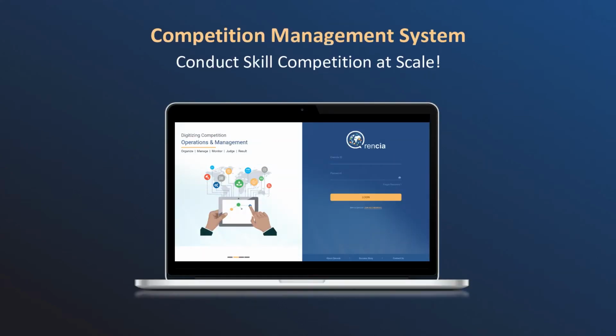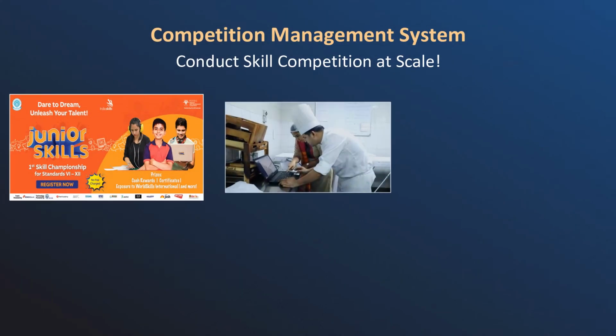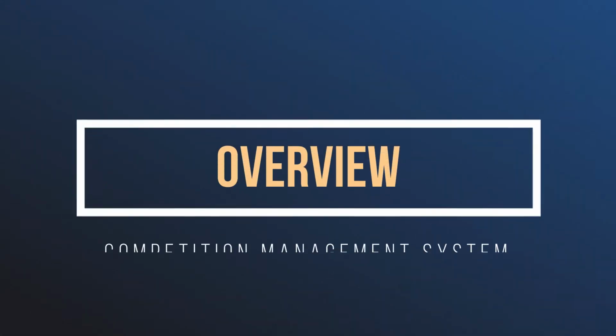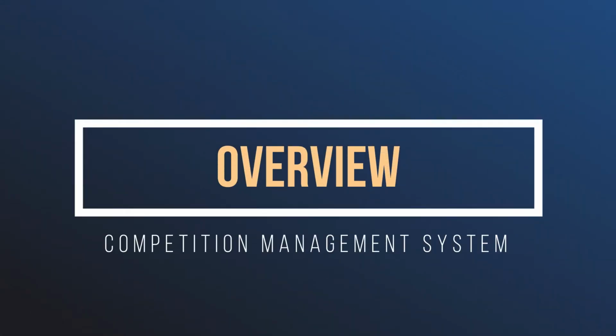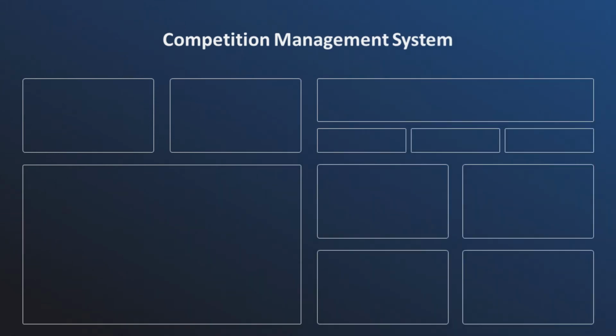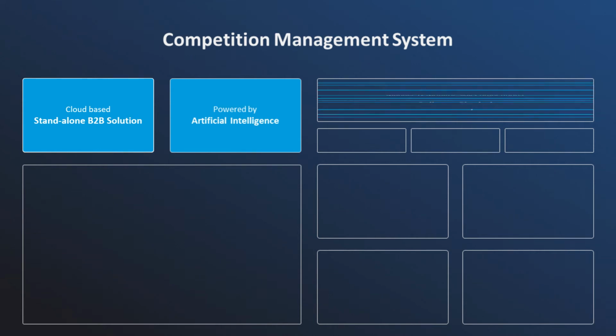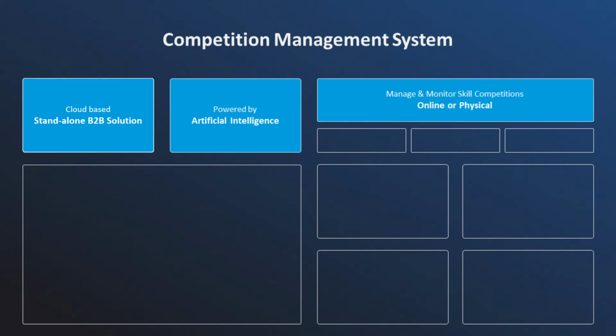Qrencia competition management system has transformed vocational skills development and empowered organizations to conduct skill competitions at scale with unprecedented efficiencies. Overview of competition management system. A technologically advanced cloud-based solution with AI at its core, Qrencia offers a holistic suite of features for organizers to manage and monitor skill competitions, both online or physical, in a standardized, user-friendly, and transparent manner.